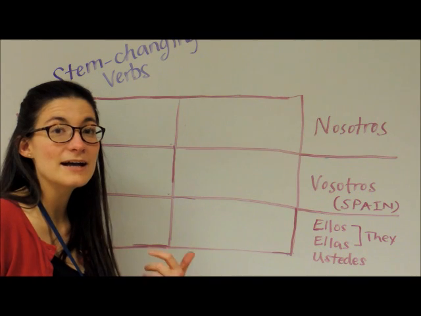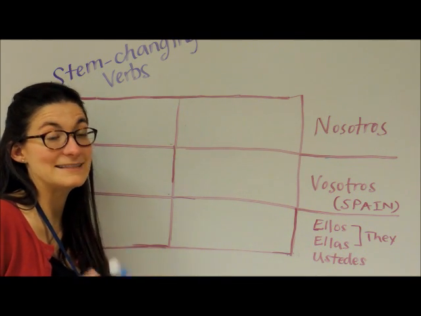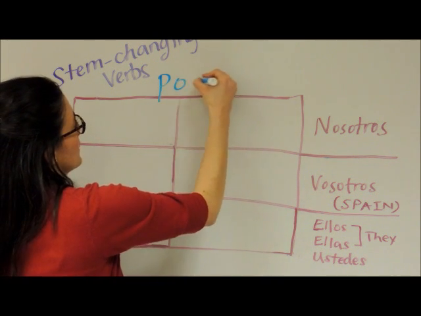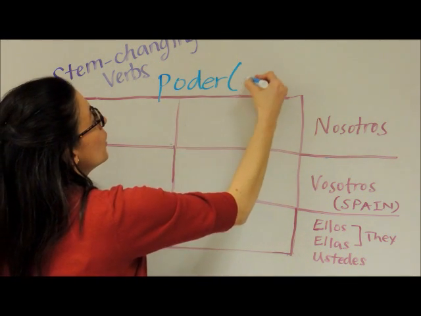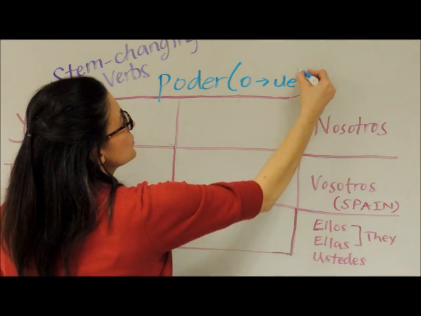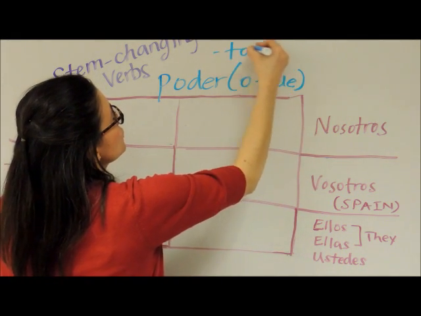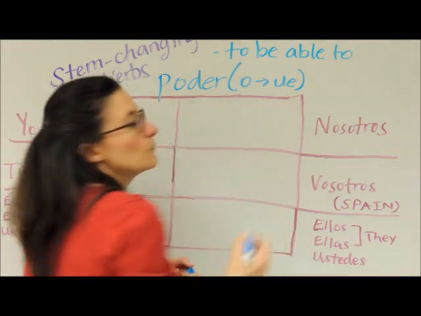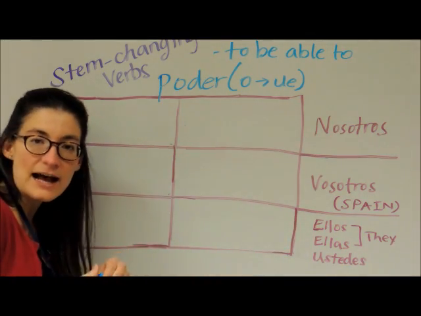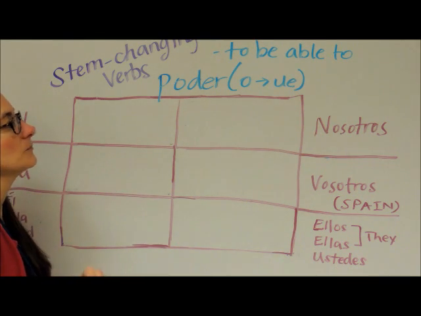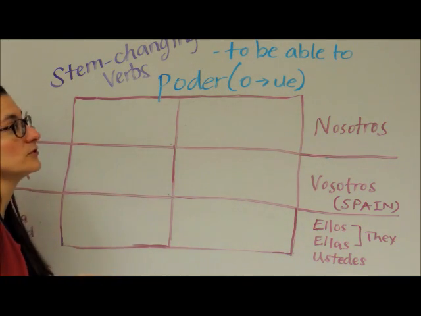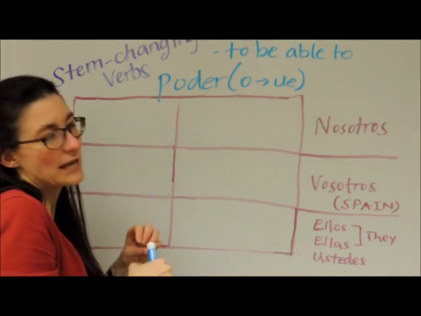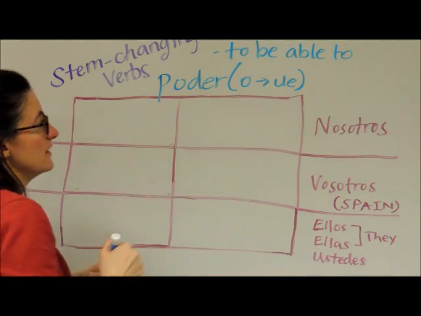Alright, so now let's do an example of a stem changing verb that has an ER ending. And let's use the word poder. Poder is an O to UE stem changer, and it means to be able to. Oftentimes, when we say it in a sentence, we might say can: I can, you can, we can. You could also say I am able to or you are able to. You can't really say "to can," so "to be able to" would be the infinitive.